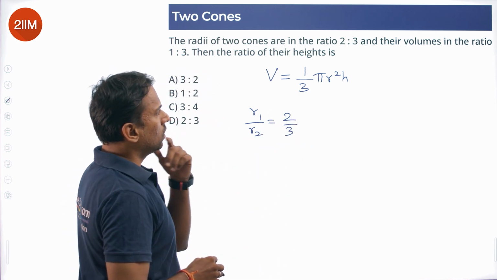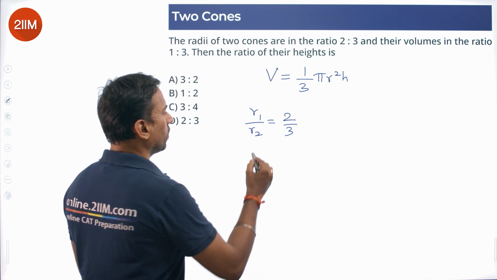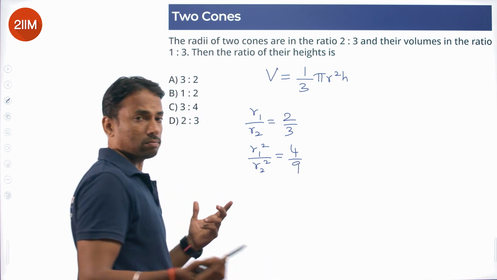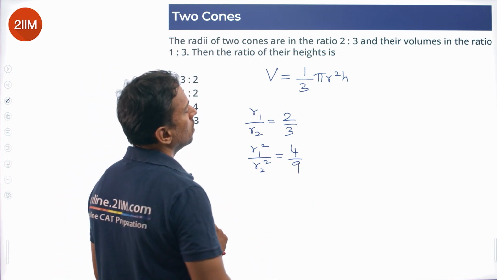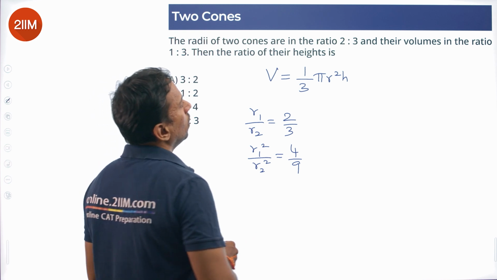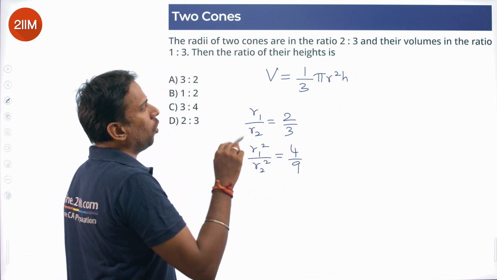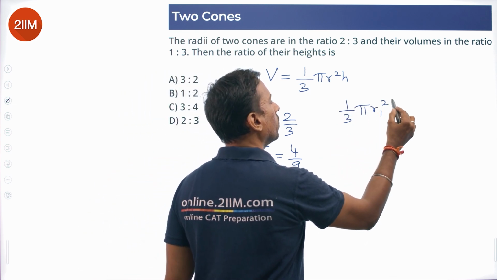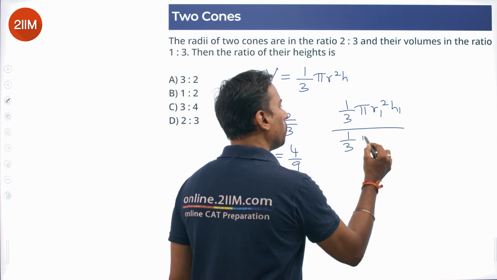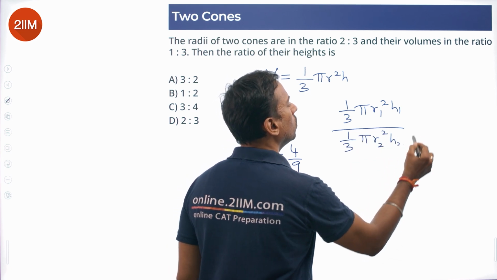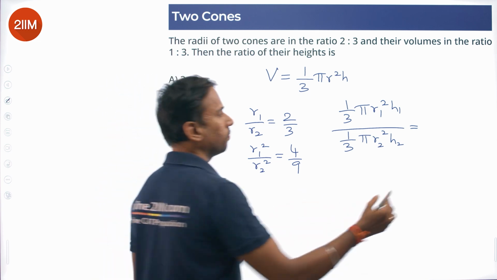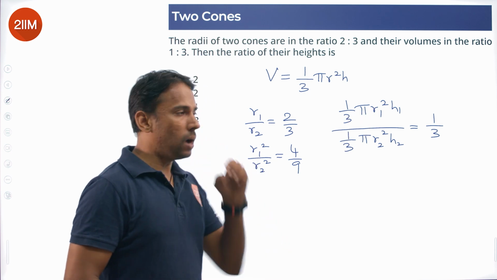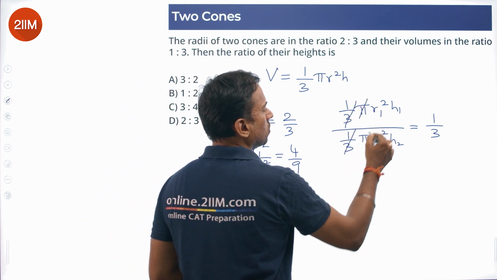And from this, since we have a square, we can clearly tell r1 square by r2 square will be equal to 4/9. Simple. We are just squaring, that's it. Now we are also given the ratio of their volumes. That means 1/3 pi r1 square h1 by 1/3 pi r2 square h2 is equal to 1/3, because this is going to be the ratio of their volumes.